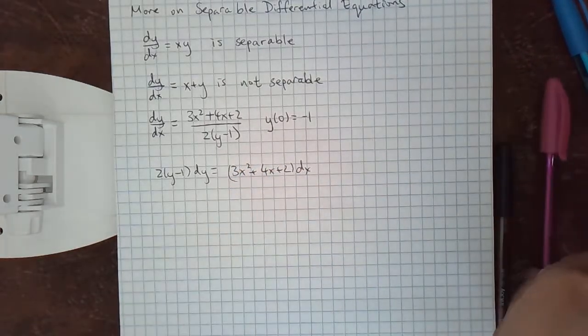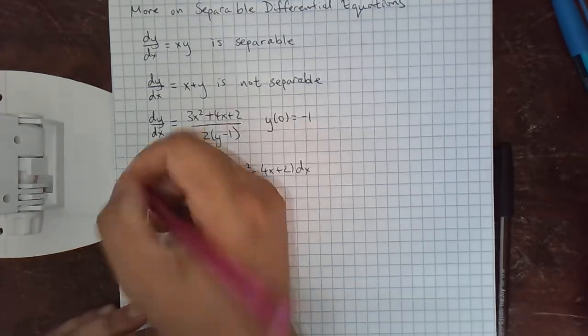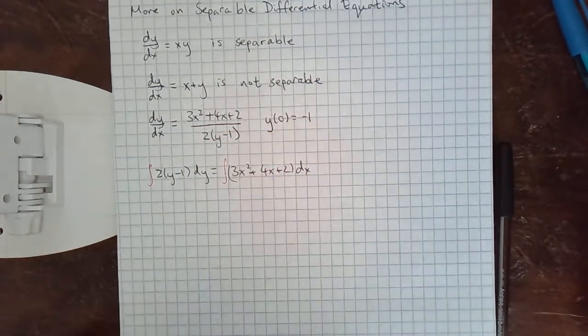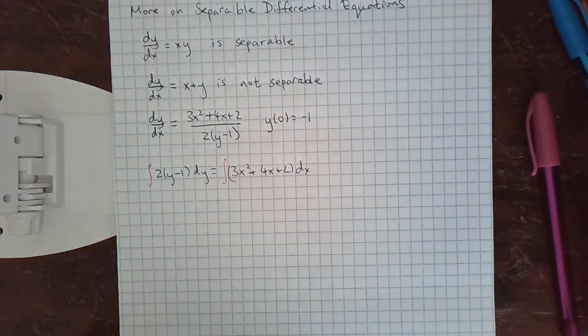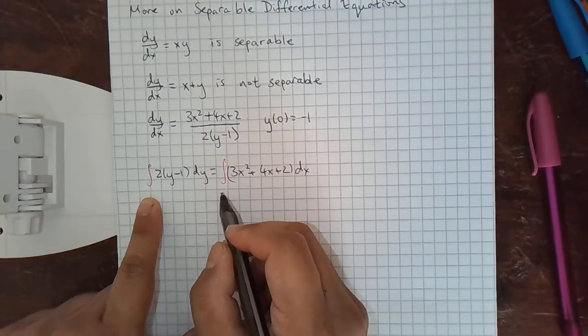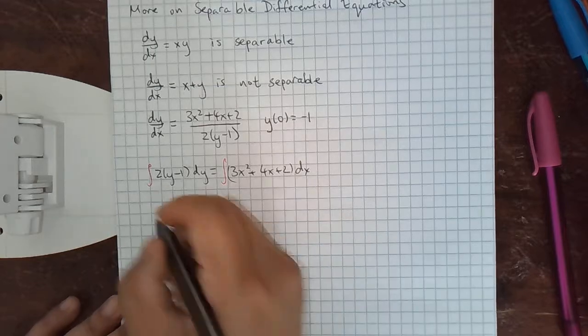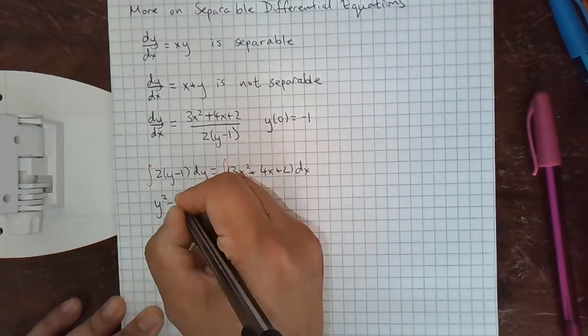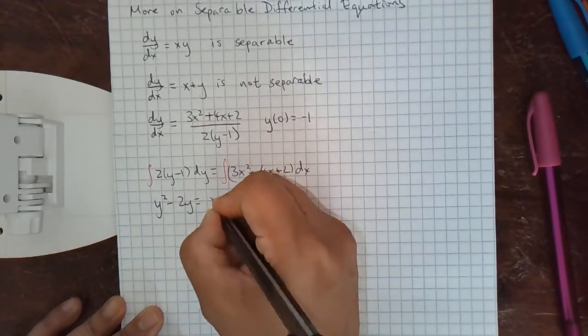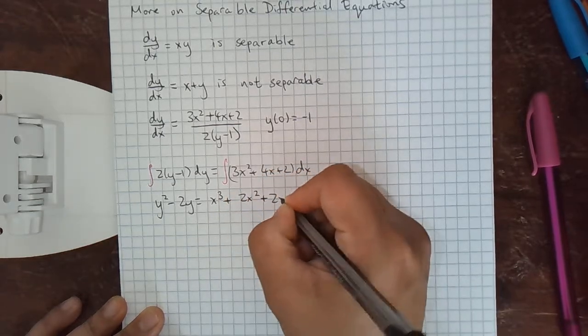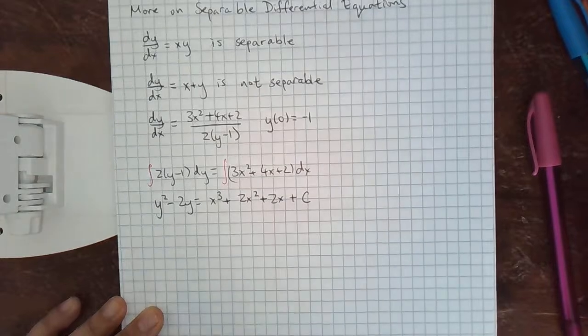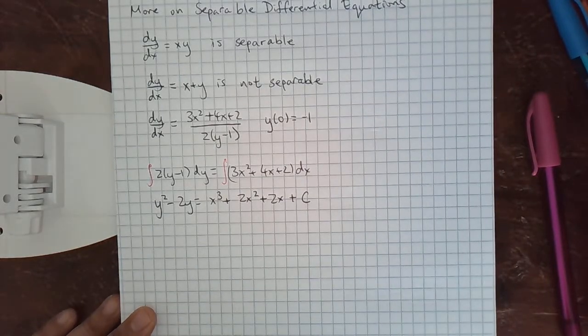Technically, these parentheses are required for the integration. That's a small enough notation thing that you will not lose points on a quiz for that. Okay, integrate both sides. We get y squared minus 2y equals x cubed plus 2x squared plus 2x plus some constant c. You only need the constant c on one side.